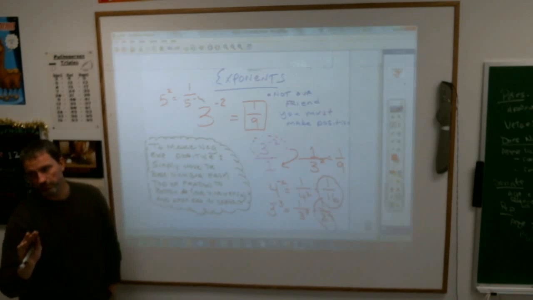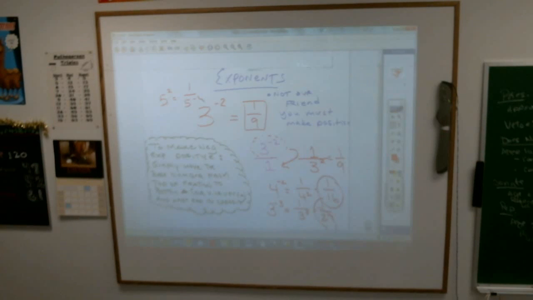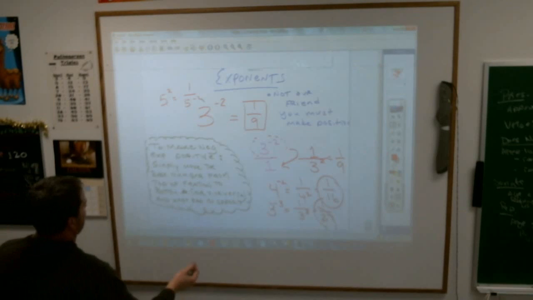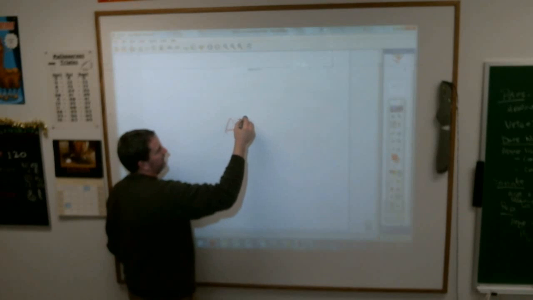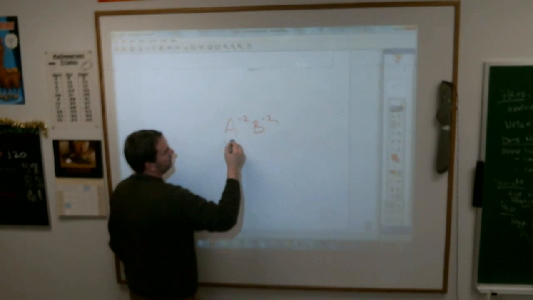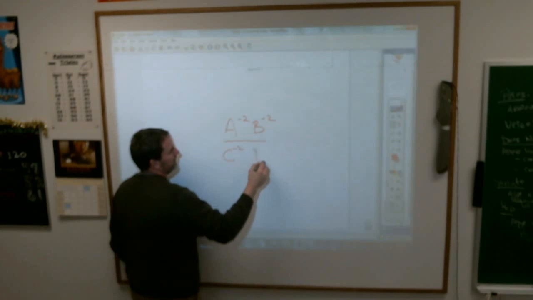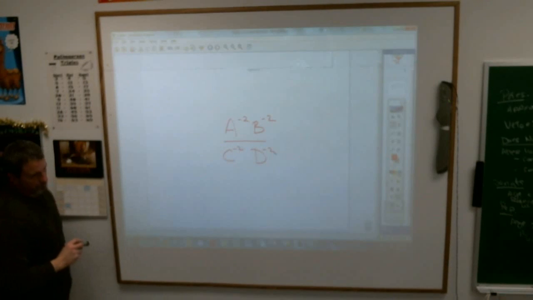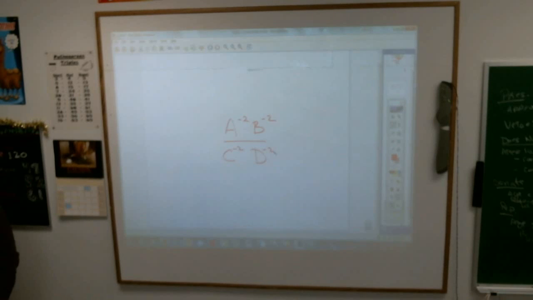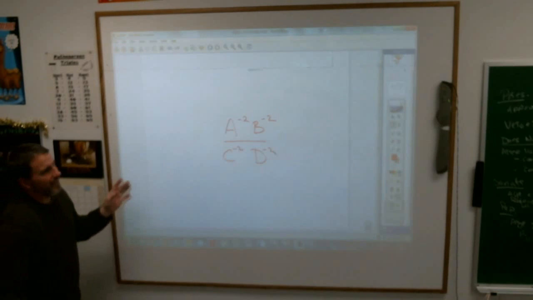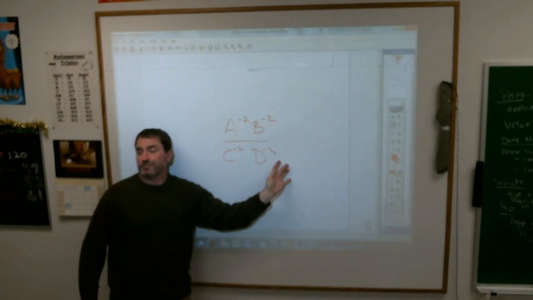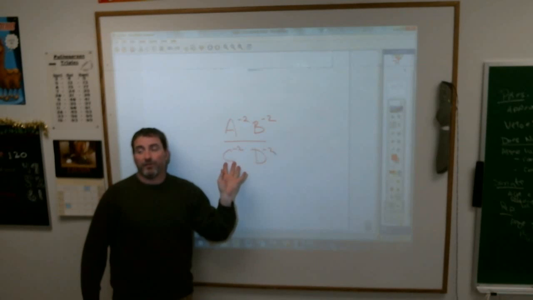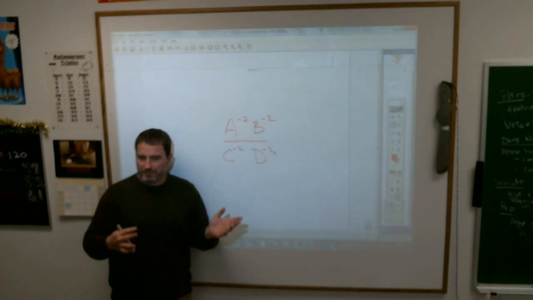Now here's where, after we go over this, you'll look like one of the smartest 7th graders in the history of mankind. Check this out. If you had a to the negative 2 power, b to the negative 2 power, over c to the negative 2 power, d to the negative 2 power, in math, you are never allowed to leave your answer with negative exponents. So if I told you to simplify this, that would mean you just have to make all the exponents positive.